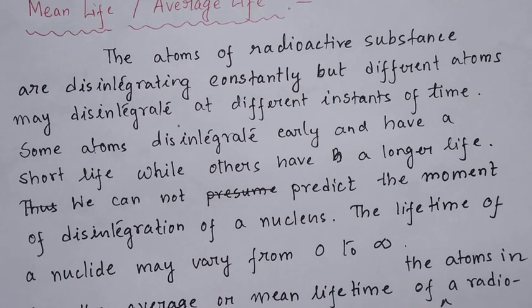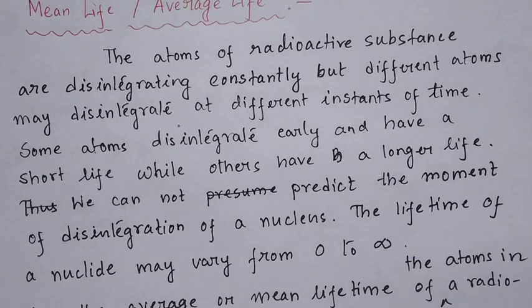So we can say that the lifetime of a nuclide may vary from 0 to infinity. As soon as we start observing a radioactive sample, if a nuclide decays or disintegrates instantly, then its lifetime will be 0. Lifetime is for how long a nuclide remains undecayed. So if the nucleus disintegrates instantly as soon as we start observing, it has a lifetime of 0 second or 0 day or 0 year, whatever.